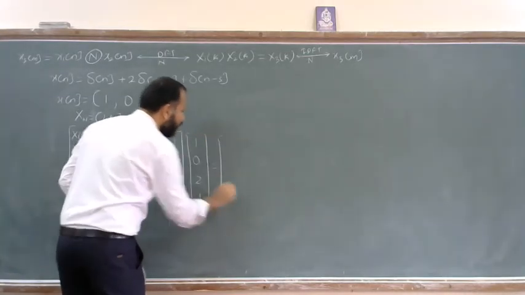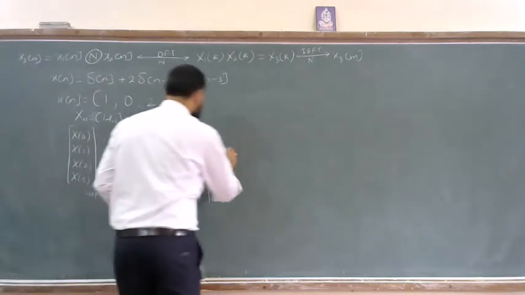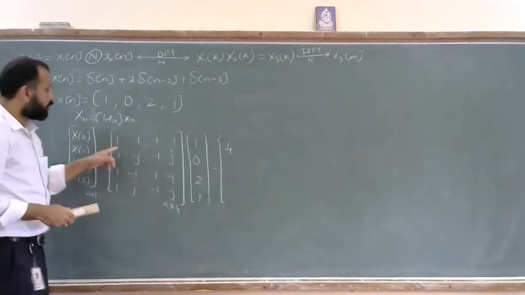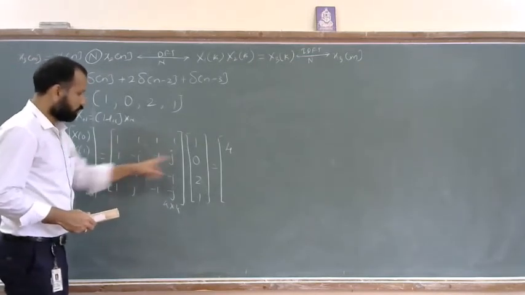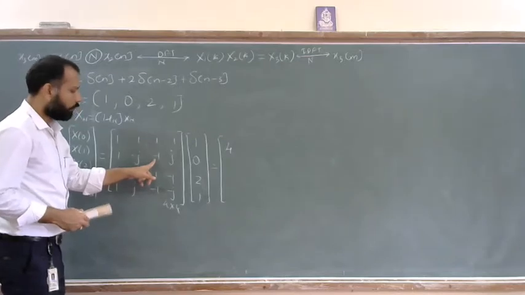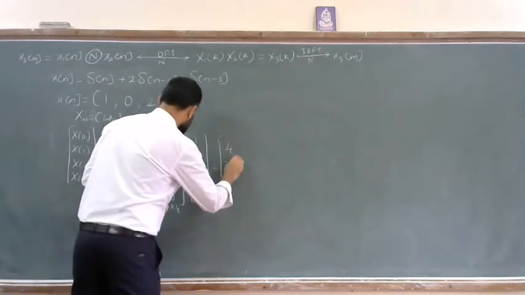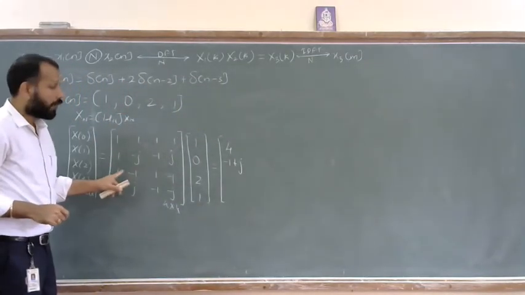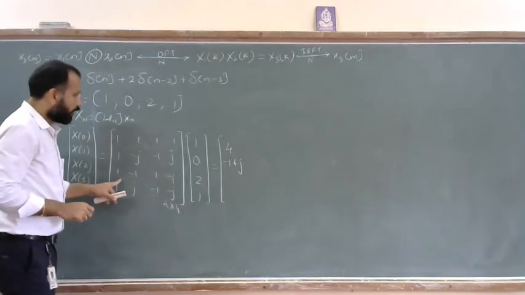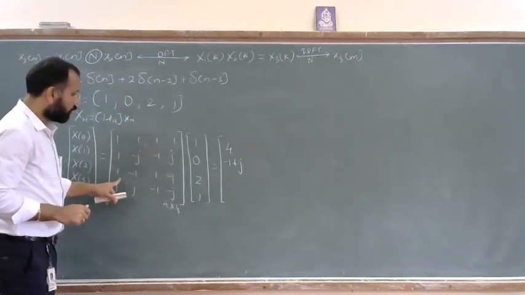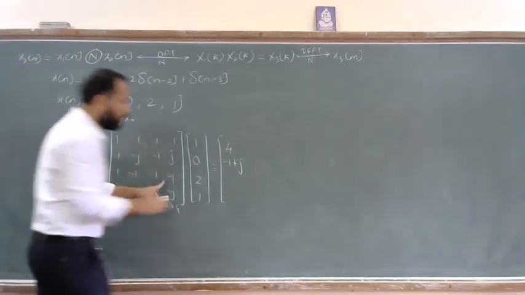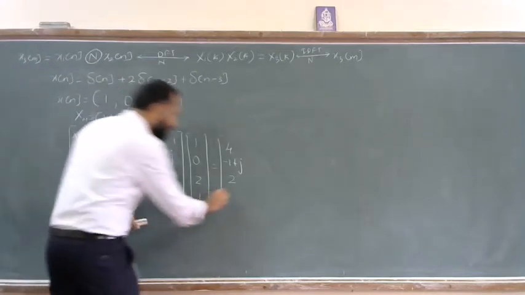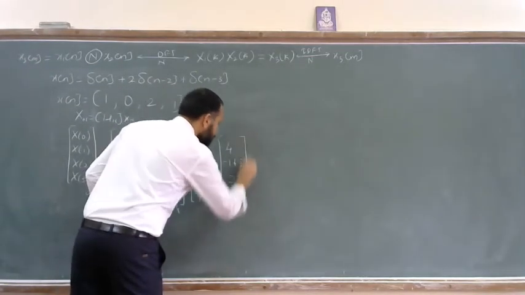So the 4-point DFT: the first DFT sample will be 4. Next DFT sample will be 1, 0, minus 2, so 1 minus 2 will be minus 1 plus j, because the last j is multiplied to this one. That is the second DFT point. The third DFT point will be 1 plus 2, 3, minus 1, which is 2. And the last DFT point will be 1 minus 1 minus j.